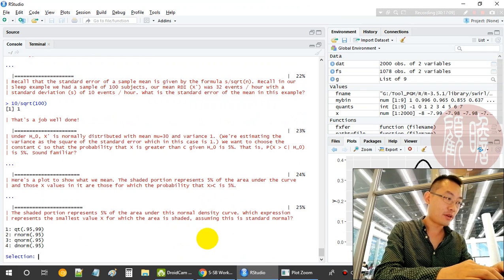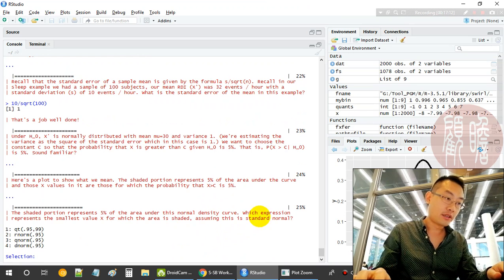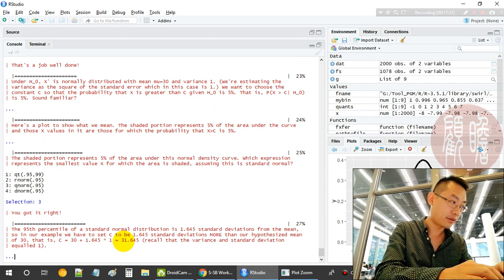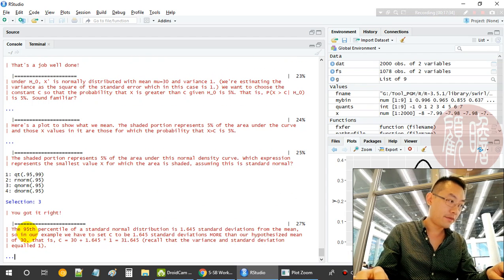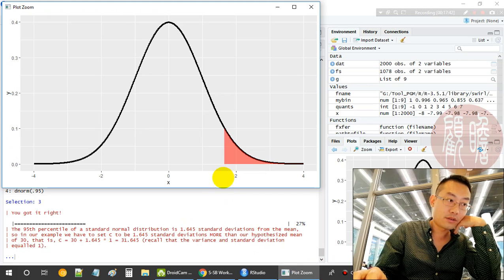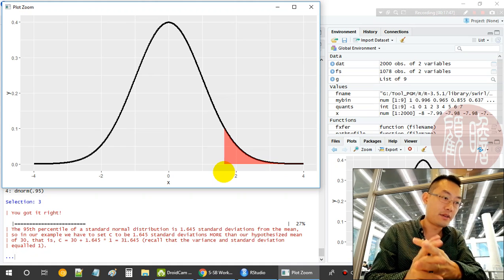So the shaded portion is 5% of the area. Which expression represents the smallest value for which the area is shaded, assuming this is standard normal? This is the quantile, so you get the quantile value. The 95th percentile of a standard normal is 1.64, around 1.645 standard deviations from the mean.